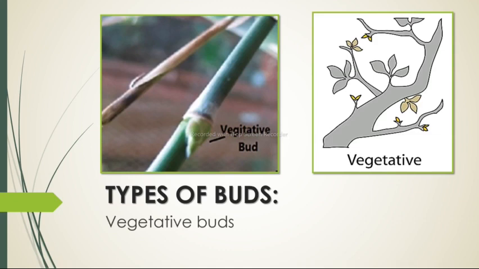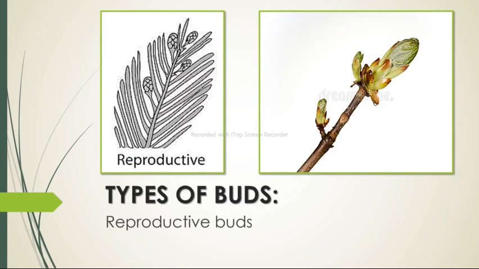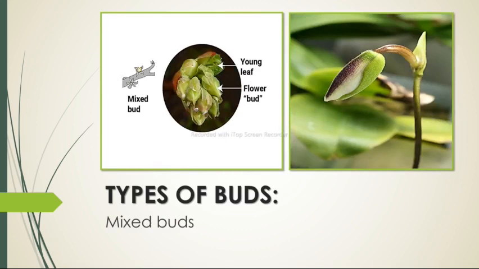Types of buds also include vegetative buds. So these are vegetative buds as shown in this figure. Types of buds include the reproductive buds. So these are reproductive buds as shown in the figure. Types of the buds include the mixed buds. So these are mixed buds which include the young leaf and flower bud as shown in this figure.